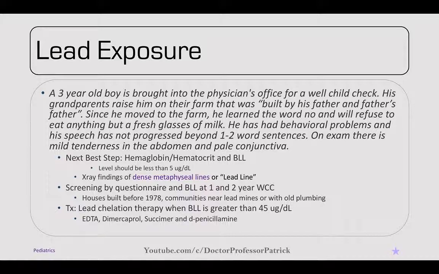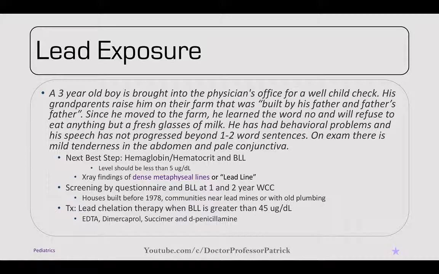The next best step is a hemoglobin hematocrit to confirm anemia, and you can do a blood lead level. Levels should be less than 5 micrograms per deciliter. X-ray shows dense metaphyseal lines or lead lines, and screening is usually done by a questionnaire and blood lead level at 1 to 2 years of age.